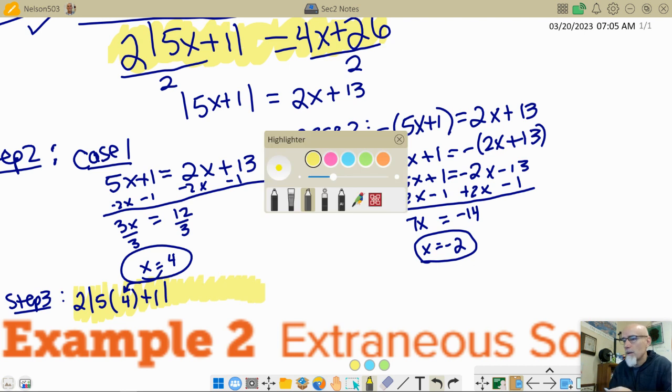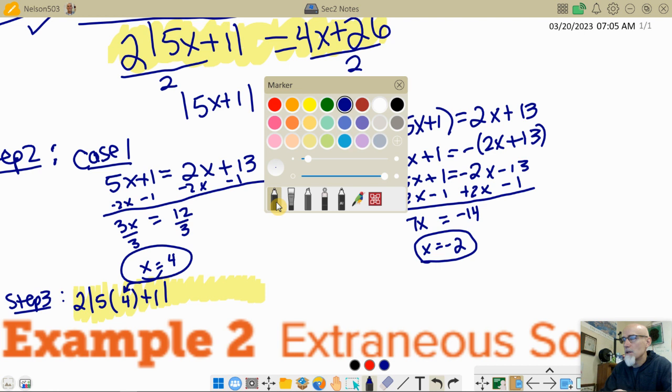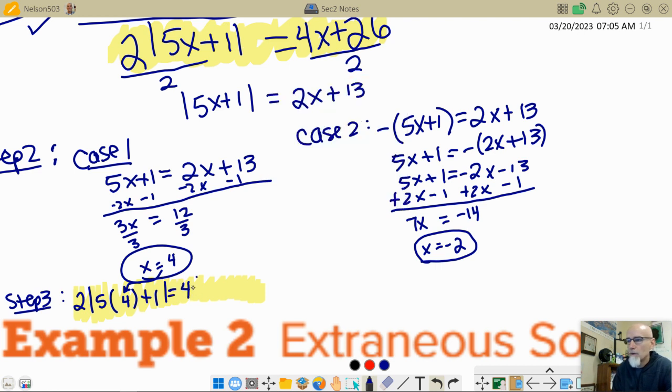And I'm going to see if it gives me a true statement. Okay, so here we go. The other side of the equation is 4 times whatever x is. So I put the 4 in for x, and then I'm going to add 26 to that. Here we go, we're going to do all our arithmetic. So 20 here and 1 there makes 21. Absolute value of 21 is still just 21, right? 2 times 21 is 42.